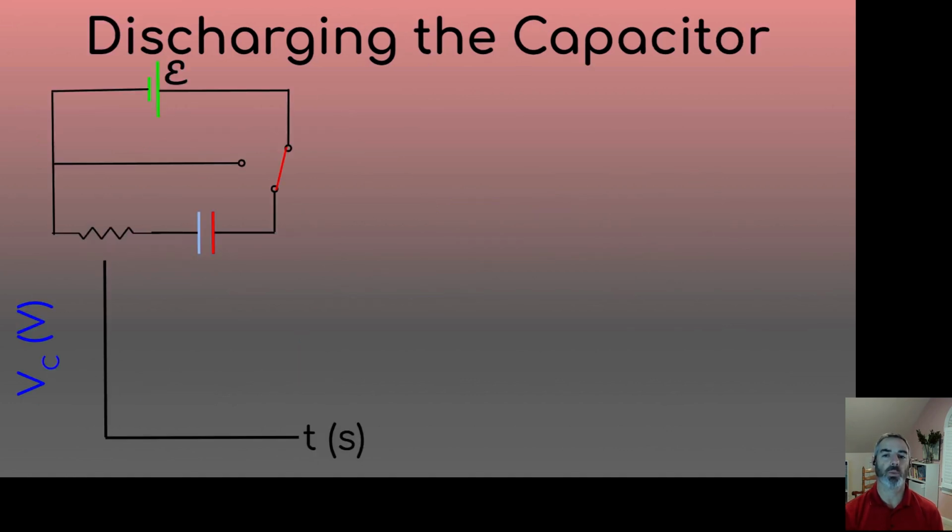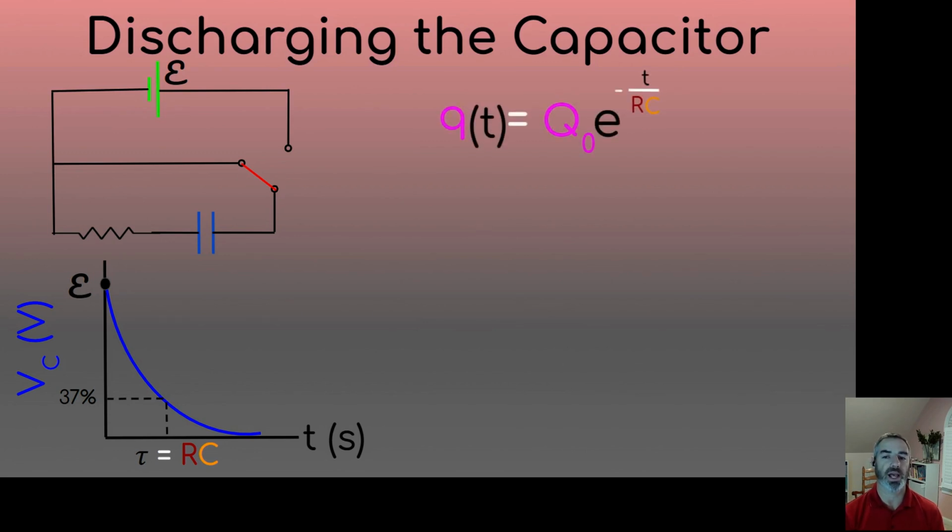So now what happens when we toggle that switch and we discharge the capacitor? The capacitor no longer has a charge, but the charge has to move through the circuit. So we're going to have that exponential decay that we saw with the current in the circuit. So after one time constant, we have 37% of the potential still being on the capacitor.